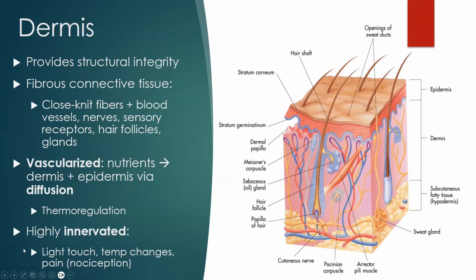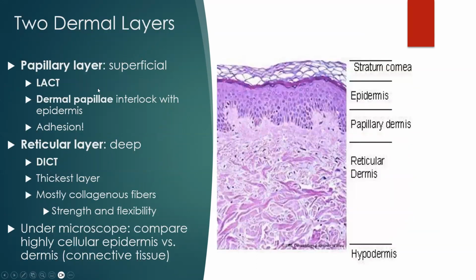And we also have these sensory receptors. So this is where we feel things like light touch, deeper vibrations, of course, temperature and pain and all that good stuff. There are two main layers of the dermis. We have this papillary layer, which is more superficial, and then we're going to have this reticular layer.